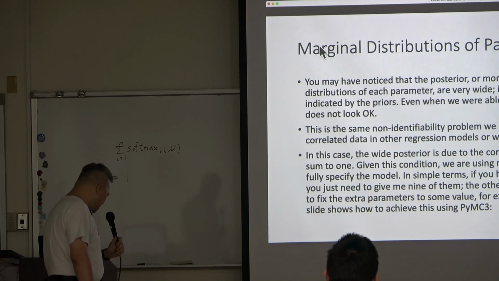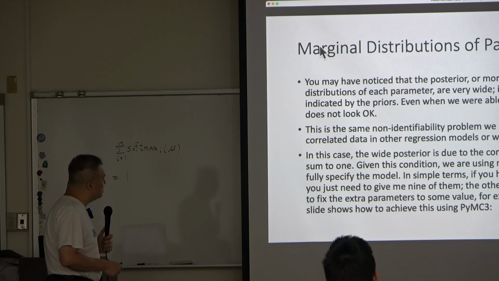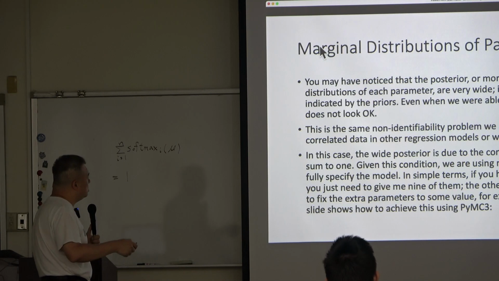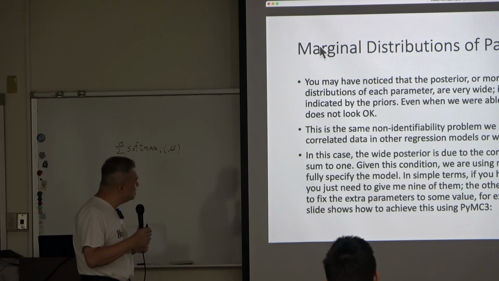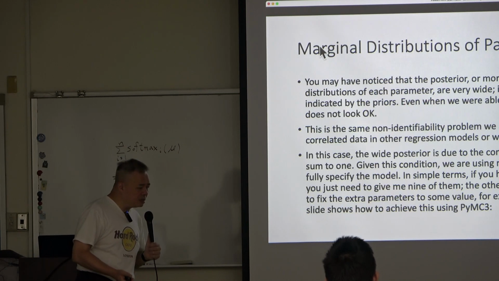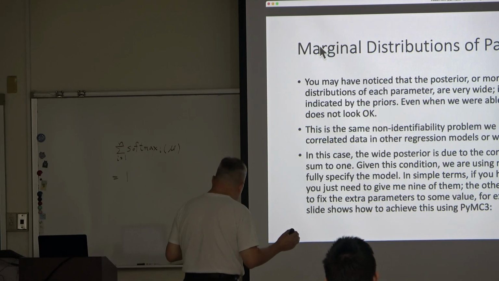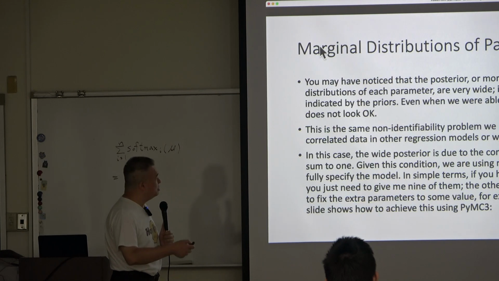One more thing to talk about is that you can run the posterior predictive check and the summary of this result, and you will find that the marginal distribution of each parameter is very wide. The posterior is very wide for different parameters. They are as wide as indicated by the priors. So how come it doesn't shrink the distribution after we incorporate the data? There's some problem, right?